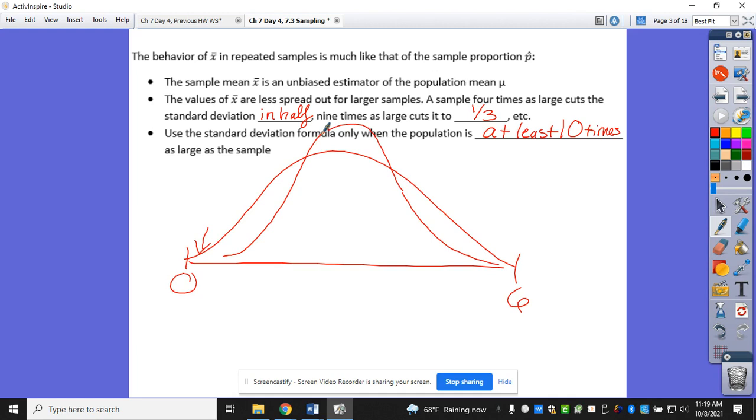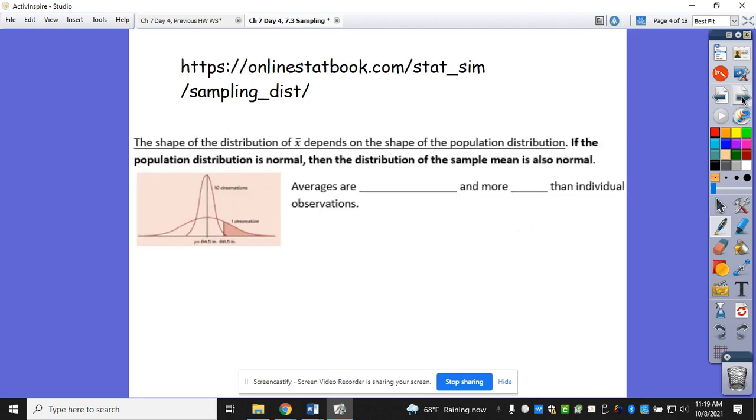Does that make sense? So if I take samples of a group instead of individuals, those extremes that were out here aren't going to be seen as much. It's definitely going to condense it a lot, which is kind of what that was saying. So averages are less variable and more normal, which is a part I haven't talked about, than individual observations.